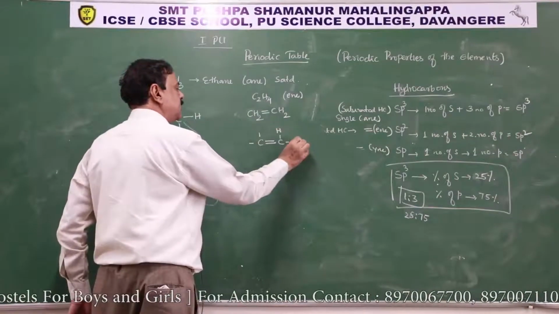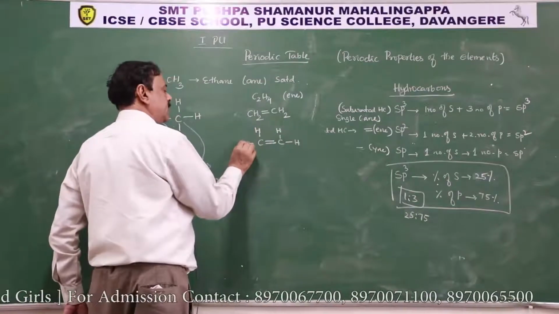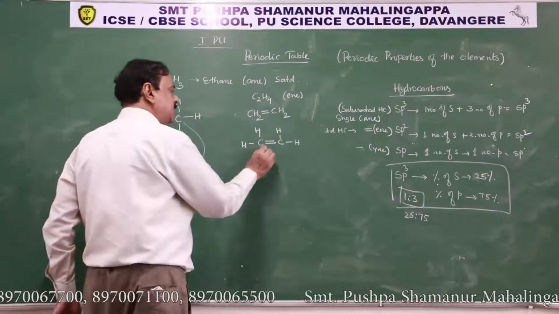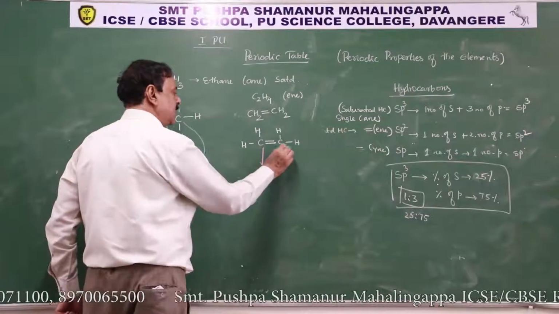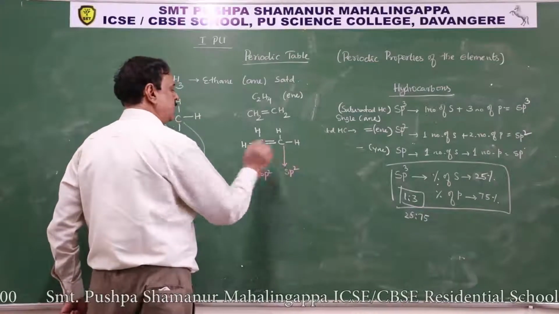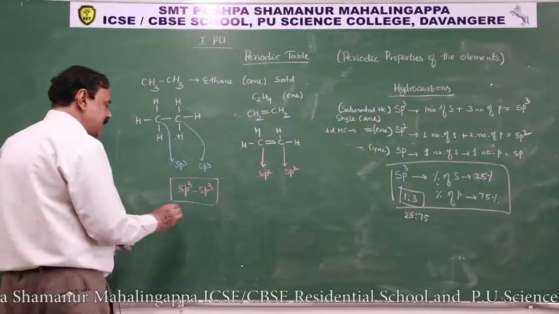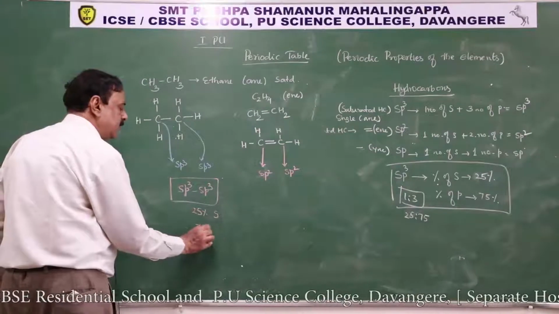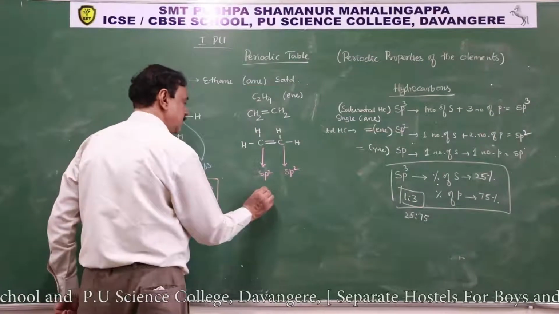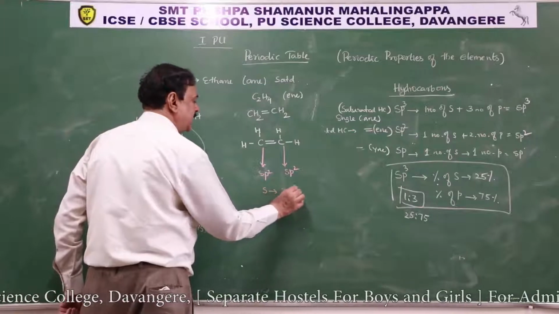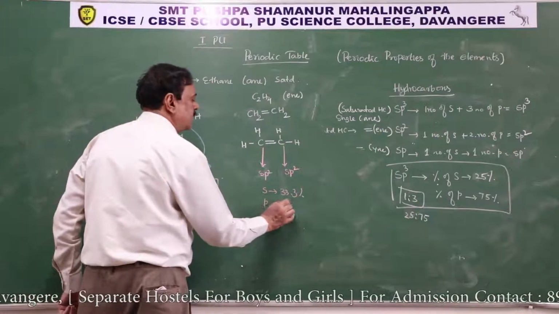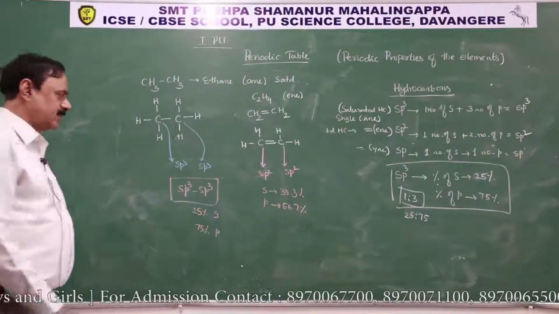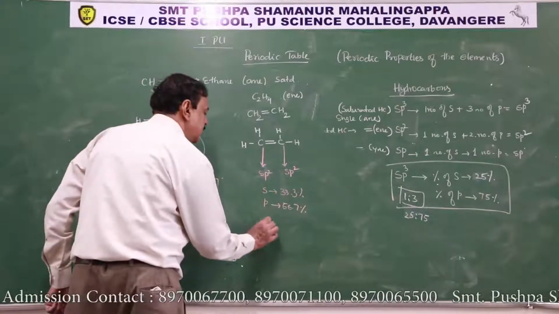See, it has an unsaturated molecule, a double bond bearing molecule. The type of hybridization here is sp2, because doubly bonded carbons always exhibit sp2. This implies that here the S character is 33.3% and the P character is 66.7%.